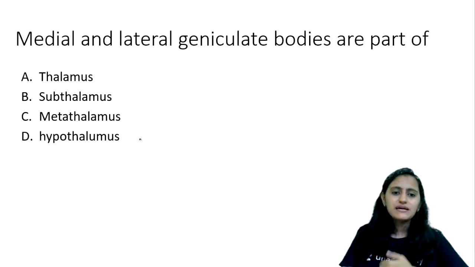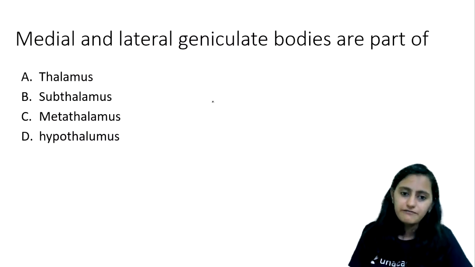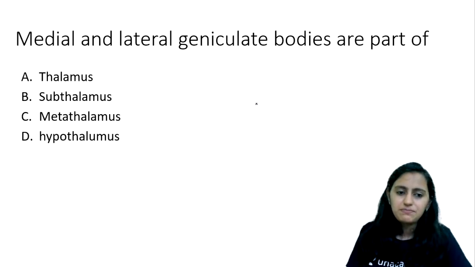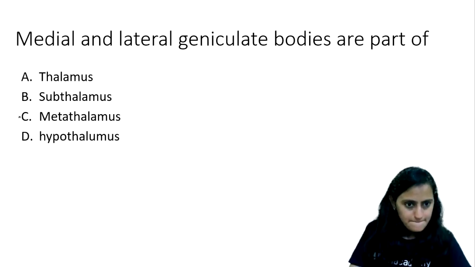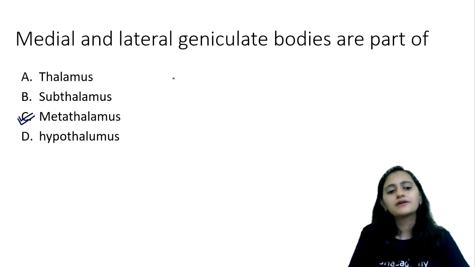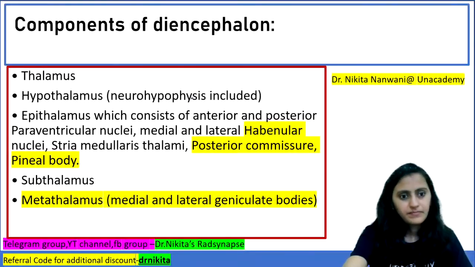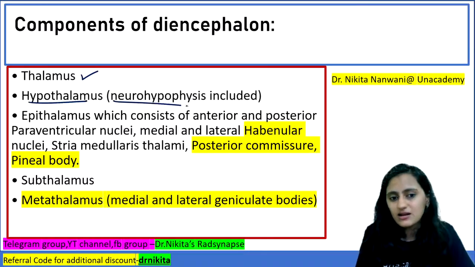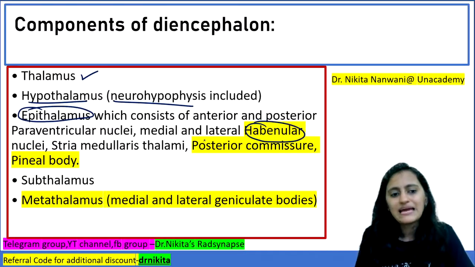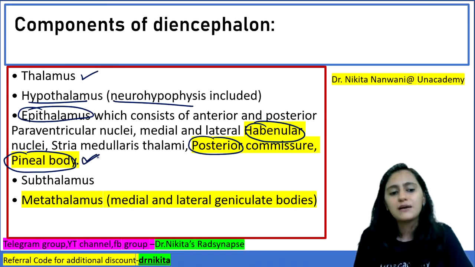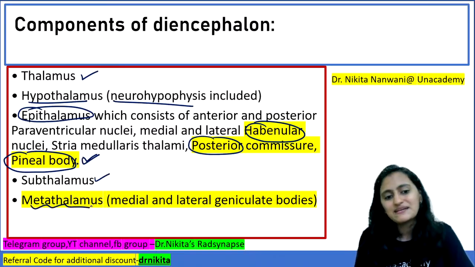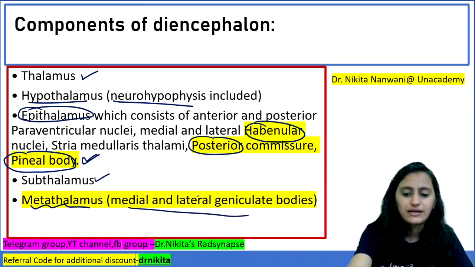This we have already seen. Medial and lateral geniculate bodies are part of metathalamus. So components of diencephalon are thalamus, hypothalamus along with the posterior pituitary. Epithalamus, we already saw, the most important to remember are habenular commissure, posterior commissure and the pineal body. They are parts of the epithalamus. You have subthalamus and in metathalamus you have medial and lateral geniculate bodies.